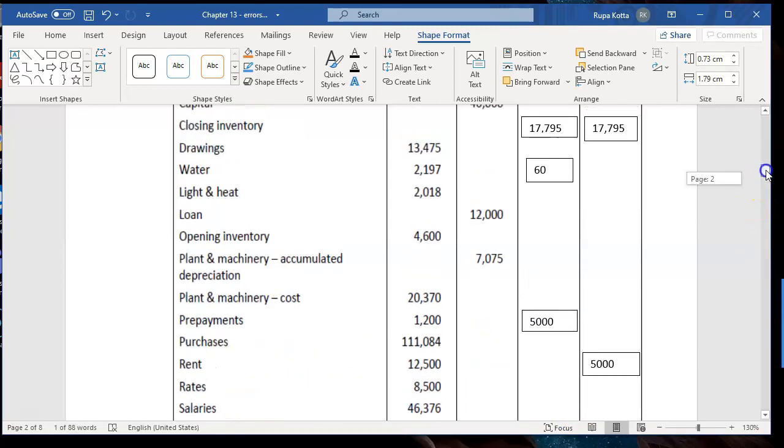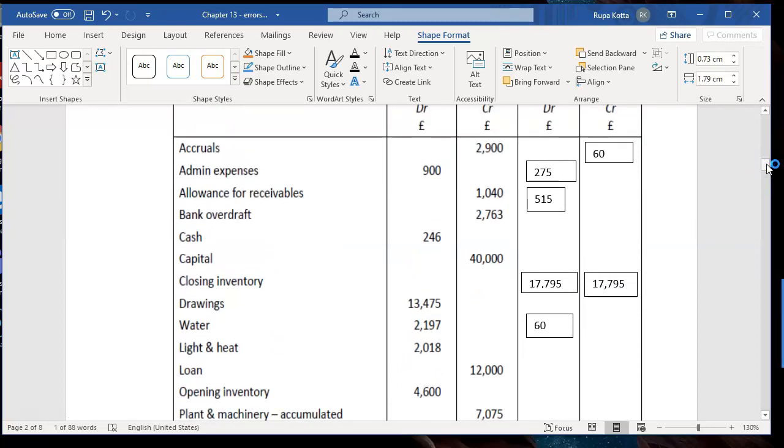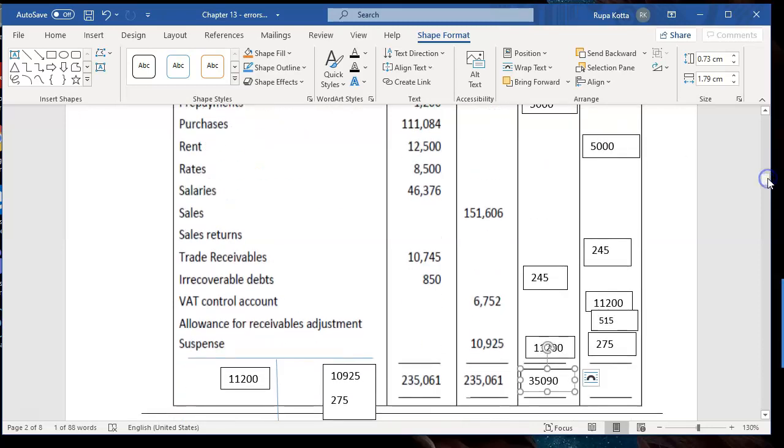Now let me check the total on the credit side also. So on the credit side I have 60 plus 17,795 plus, scroll down, 5,000 plus 245 plus 11,200 plus 515 plus 275, which is also giving me a total of 35,090.